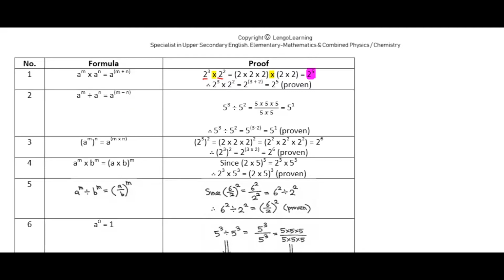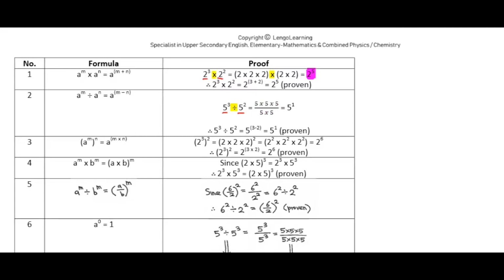What about the second one? a to the power of m divided by a to the power of n equals a to the power of m minus n. Once again, I will use the same base. In this case I'll use 5 to the power of 3 divided by 5 to the power of 2. Because it is a divide, it will be expressed in the form of a fraction, whereby the numerator will be 5 to the power of 3, which is 5 times 5 times 5. The denominator will be 5 squared, so it's 5 times 5.